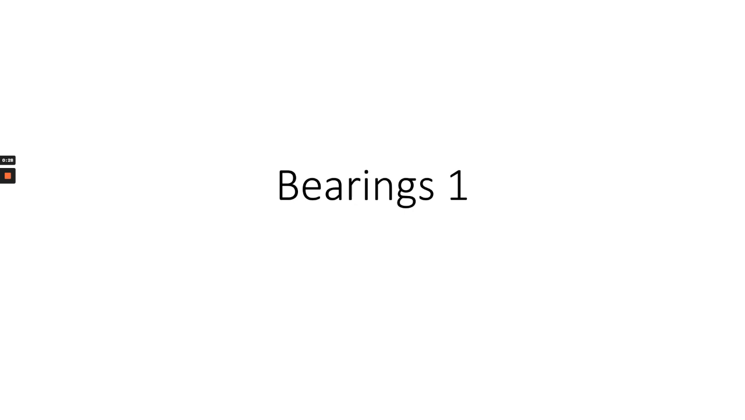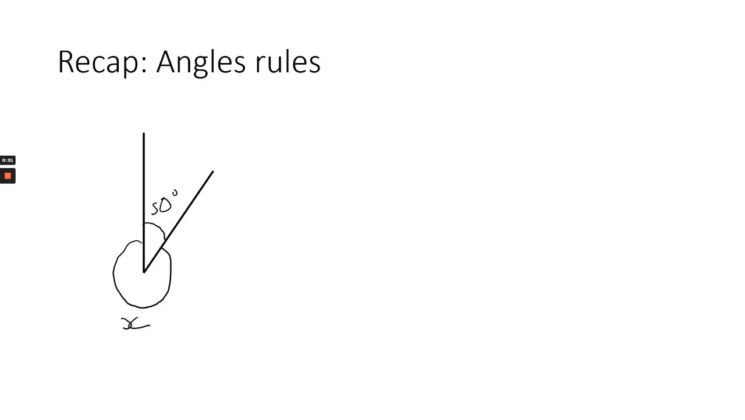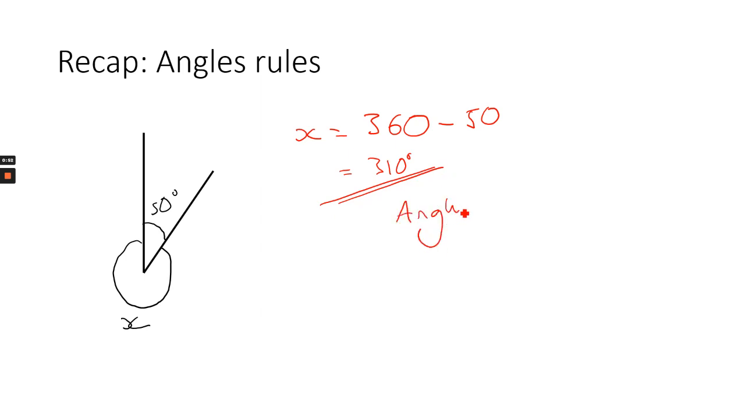Before we start, I'm just going to remind us of one key angle rule we're going to be using today. So I've had a situation like this, and a question asked me to find the value of x. Hopefully we can see straight away that I need to do 360 take away 50, and I'd get 310 degrees. And I could say if I needed to give a reason, that's because angles around a point sum to 360. Okay, we'll be using this angle rule today, so it's really important that we remember it.